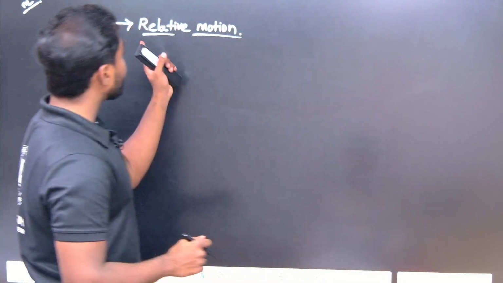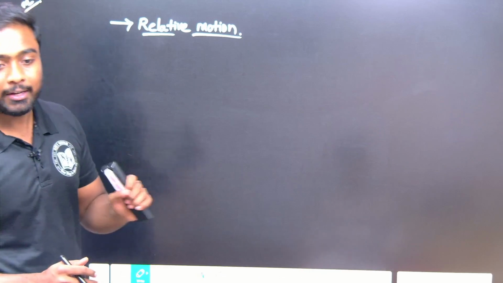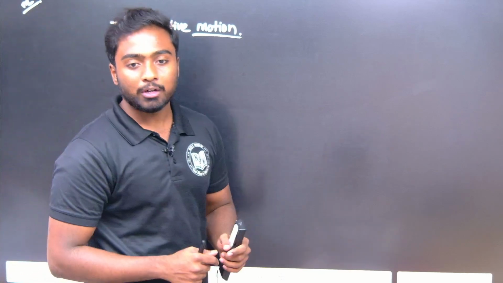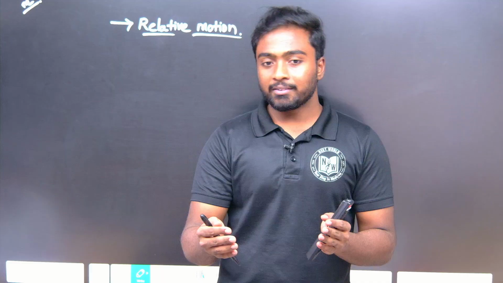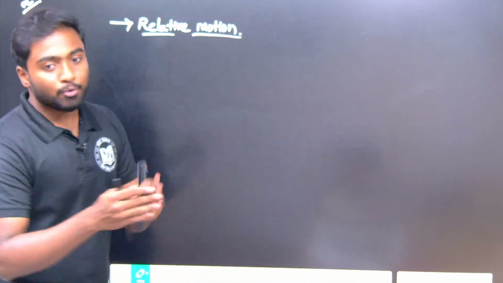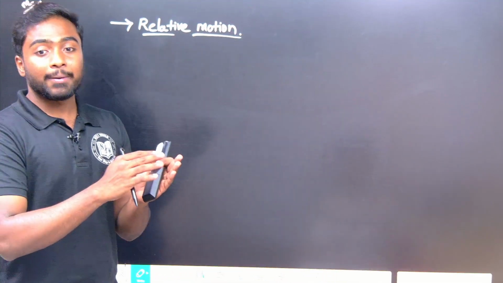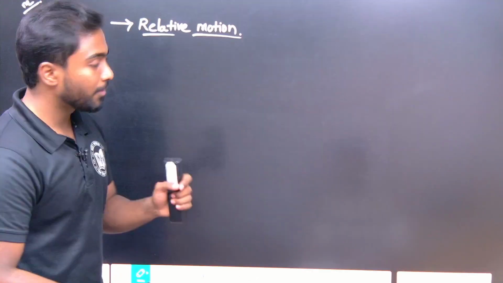Now, the relative motion. Separately we have talked about object A and object B, but when I see from object B, object A is moving. Yes or no? So relatively I am talking about what's happening when I watch from B to A or A to B. That's the main important thing.